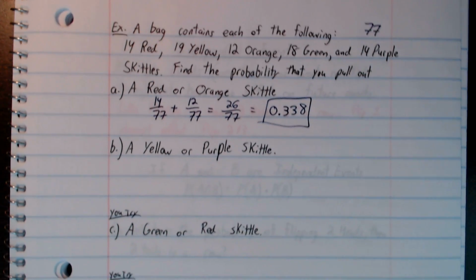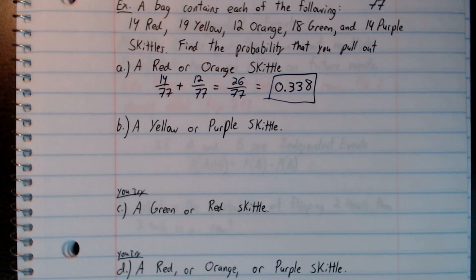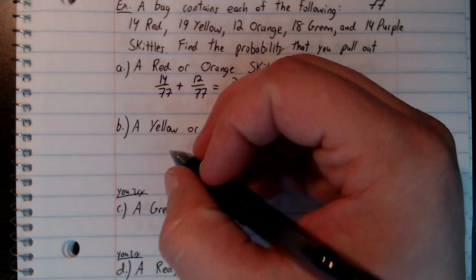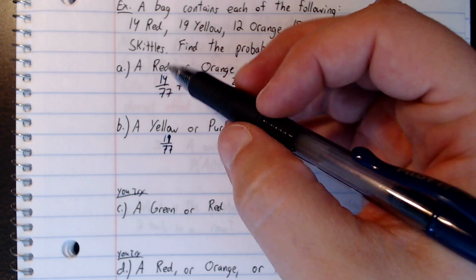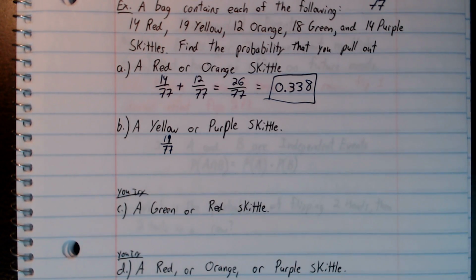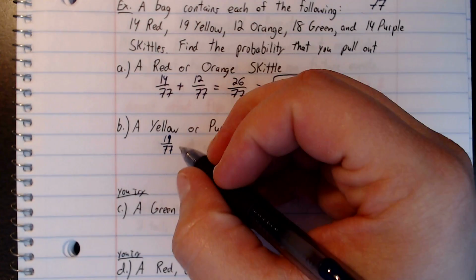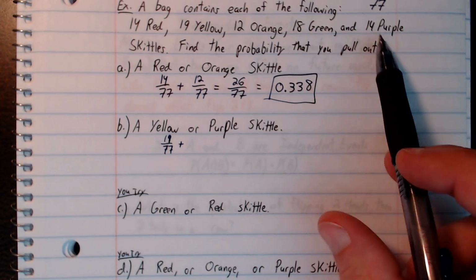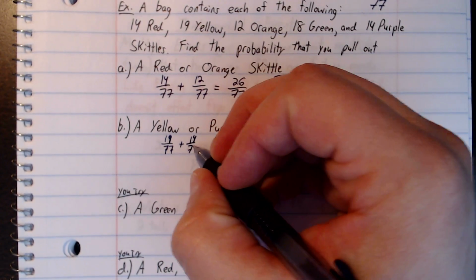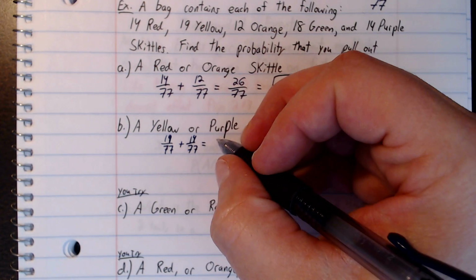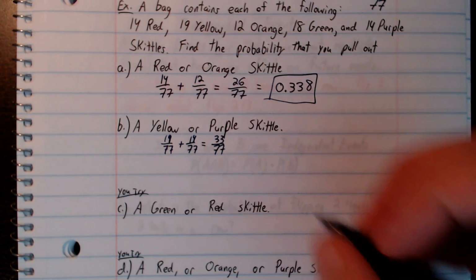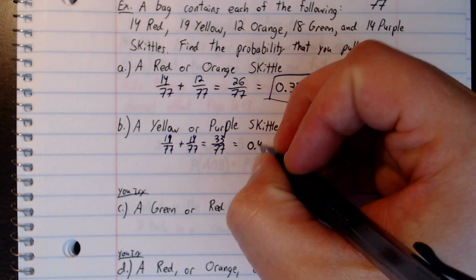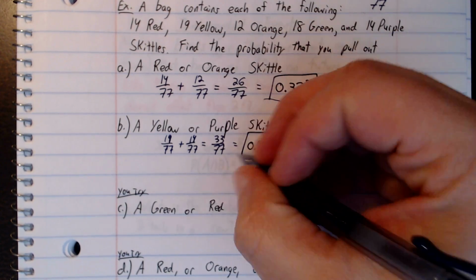A yellow or a purple Skittle. Okay, well, there's 19 yellow. By the way, I had to make this yellow Skittles be the most because it's yellow. It's my wife's favorite color, and she was in the room when I wrote this. So, anyways, purple, we have 14. 19 plus 14 is 33. That gives us 0.429% chance.